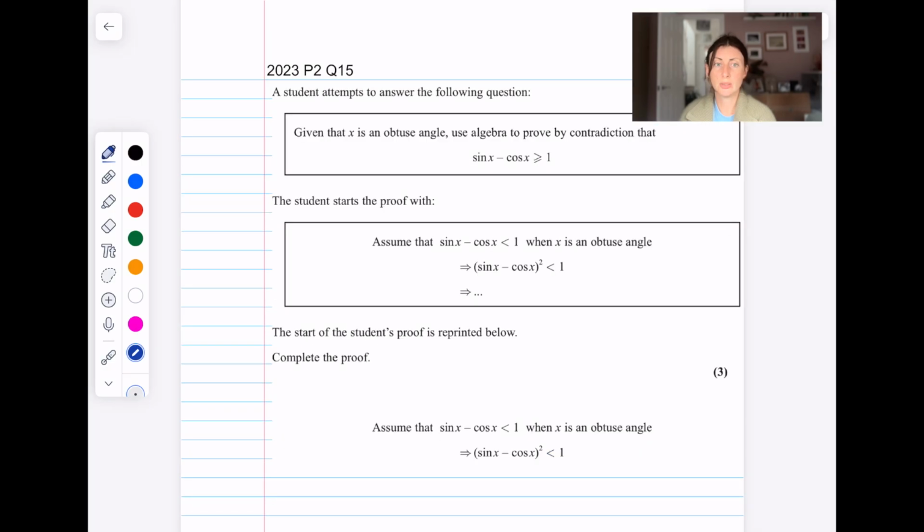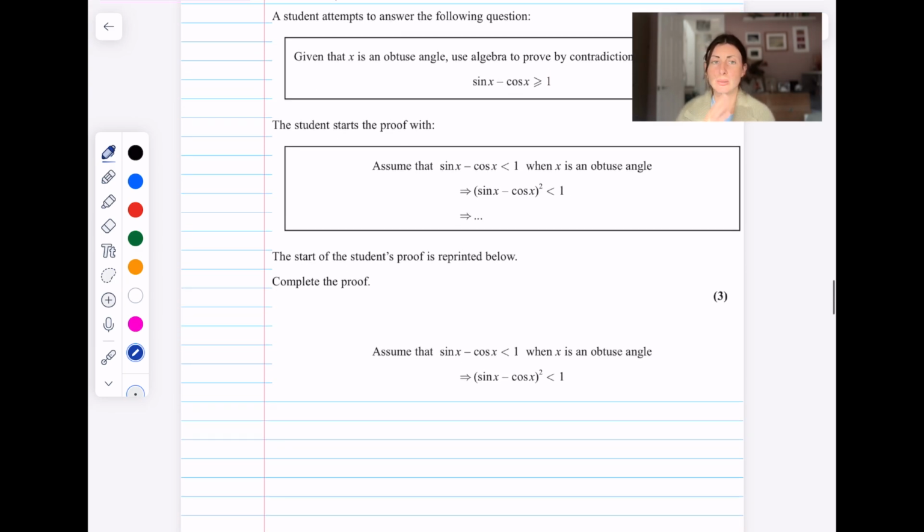Moving on to 2023, paper 2. We have got a bit of a different looking question, proof by contradiction though, so it's a year 2 style question, and we've got what a student has started with, which is nice. It means we've got something to work from, and it wants us to complete their proof, where we're talking about an obtuse angle, so that's between 90 and 180, which is probably going to become relevant here, as you'll know that the trigonometric graphs will be positive or negative depending on which quadrant you're looking in.